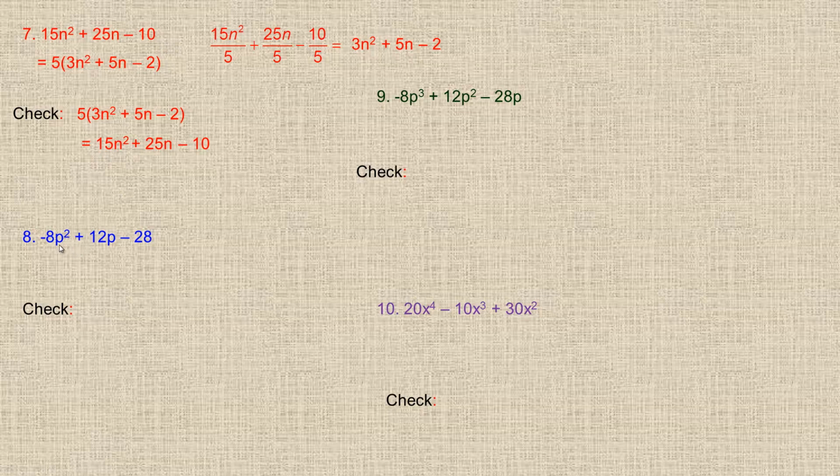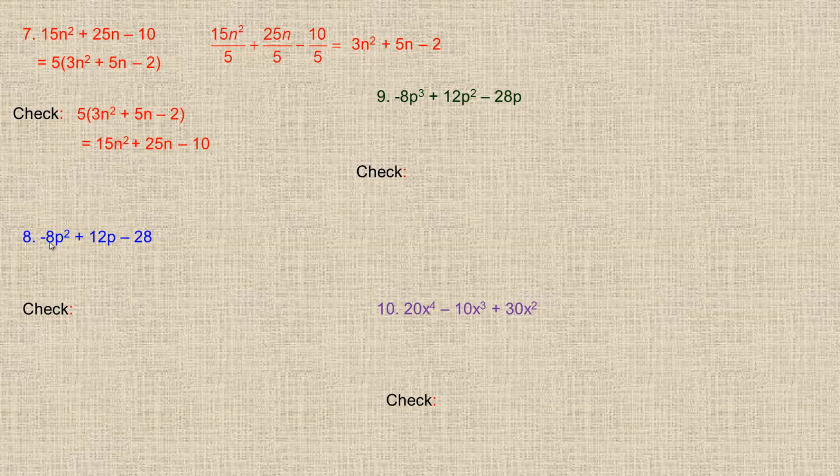Number 8, we have negative 8p squared plus 12p minus 28. There's only p's in the first two terms, so the common factor does not have a p in it because there's no p to factor out of the number on the end. But so what number divides into all three of these numbers? They're all even, so 2 could. But remember, there's a negative at the beginning here, so let's factor a negative out.